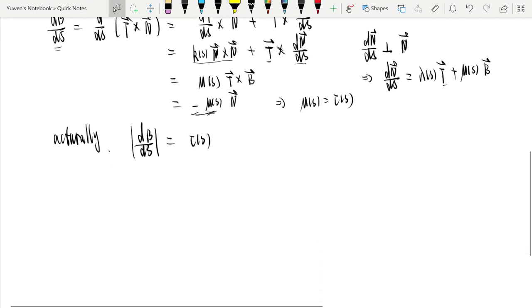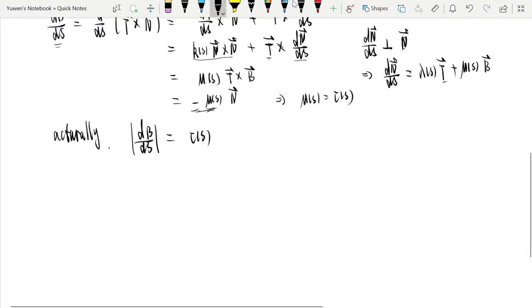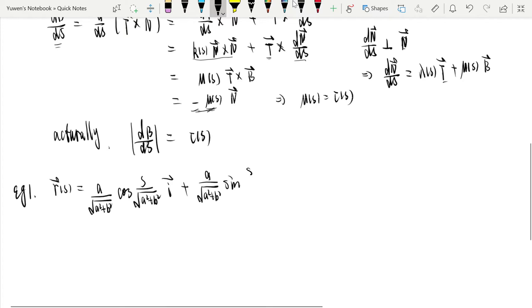Now we still use the helix to find the binormal and the torsion. r(s) equals a s over square root of a squared plus b squared cosine s over square root of a squared plus b squared i plus a over square root of a squared plus b squared sine s over square root of a squared plus b squared j plus b s over square root of a squared plus b squared k.